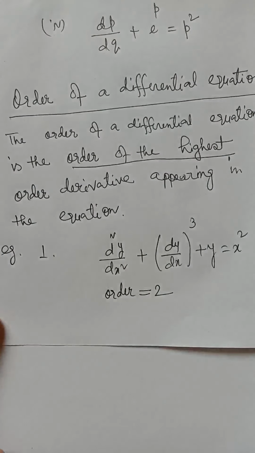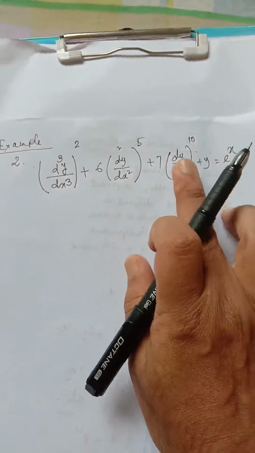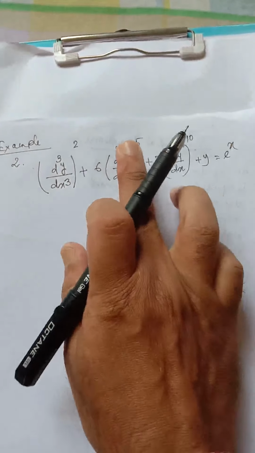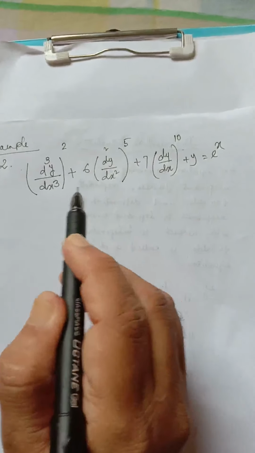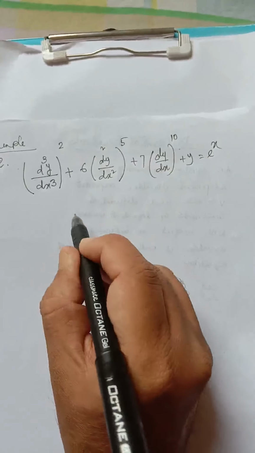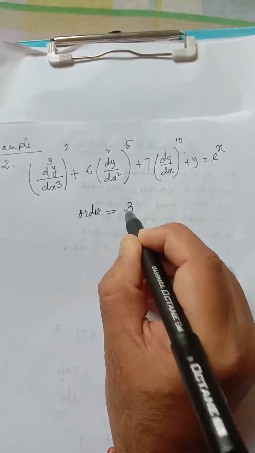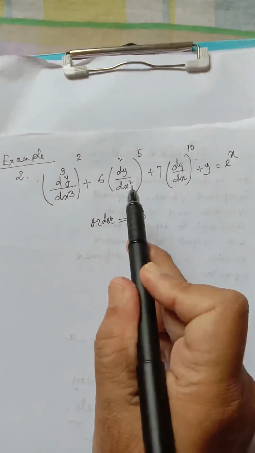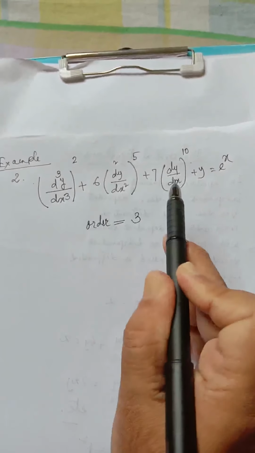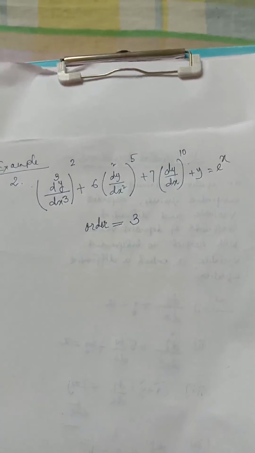I'm writing one more example. Here I have taken another example. Now you can see that this is first order derivative, this is second order derivative, and this is third order derivative. So the highest order derivative is of order 3. So the order of the differential equation is 3. In this way we find the order of the highest order derivative which occurs in a differential equation. Third order is the highest order, so the order of the differential equation is 3.